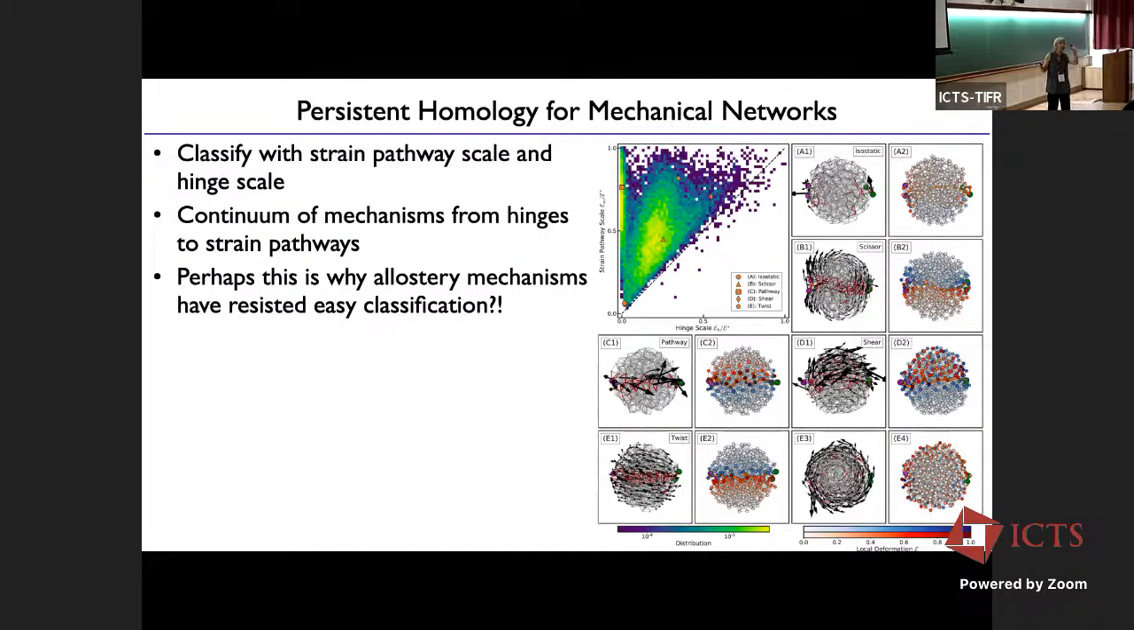So people have tried to classify allostery in terms of discrete mechanisms, but you can see it's not in discrete clumps. It's a continuum. This is a heat map again of all our different proteins and where they fall in terms of these two numbers. The yellow has the most examples that fall in that region. And it's a continuum. So maybe that's why people have been falling short, because they kept thinking that they were in discrete clusters, and they are not. It's really a continuum. And this continuum should be characterized by two numbers.